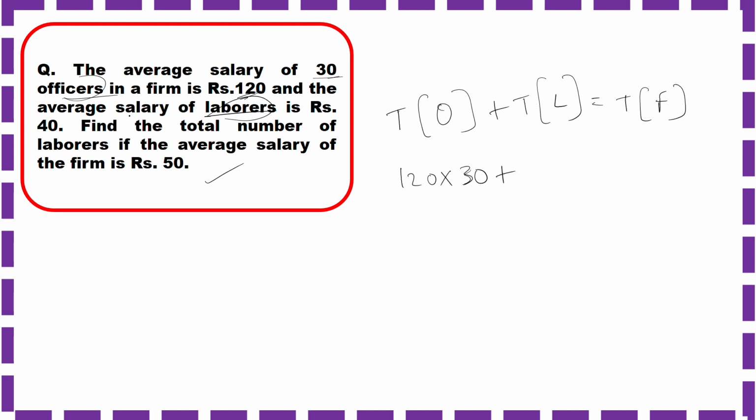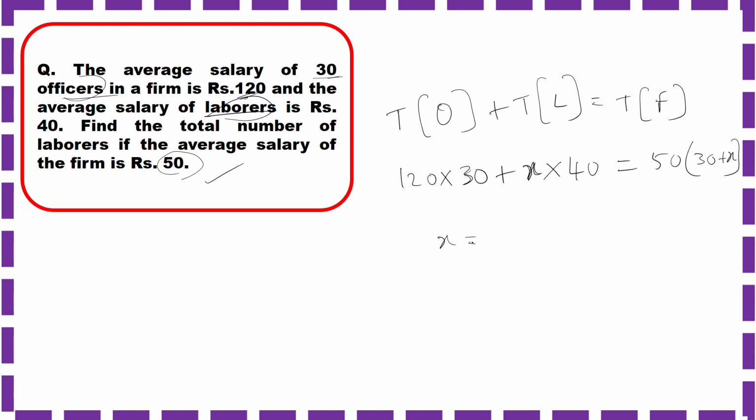We do not know how many laborers. So let the total number of laborers be X, plus we know the average salary of the laborers, so it should be multiplied. So X into 40 is the salary, that is equal to the total salary of the firm. We know the average salary of the firm, which is 50. So 50 into the total number of people. How many are there? 30 are the officers plus X are the laborers, right? So just calculate this and find out X.